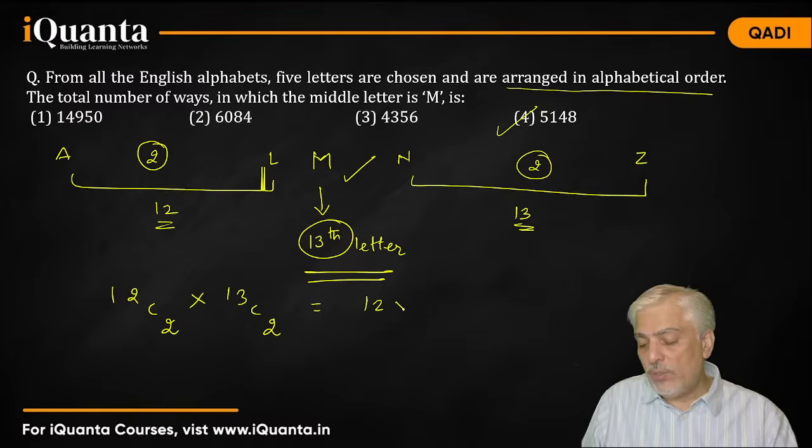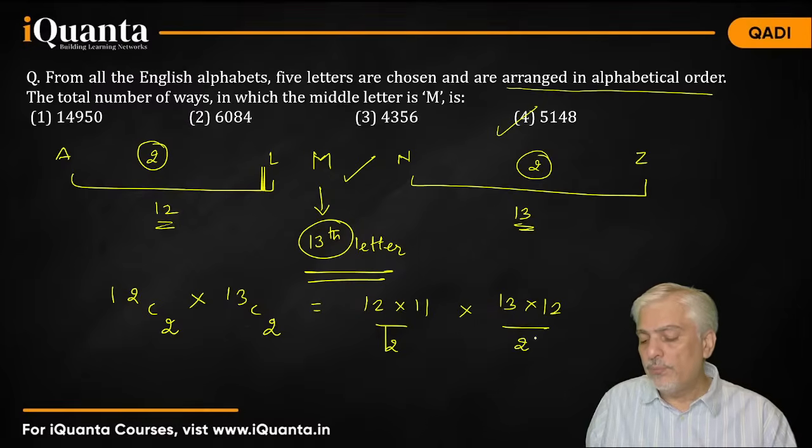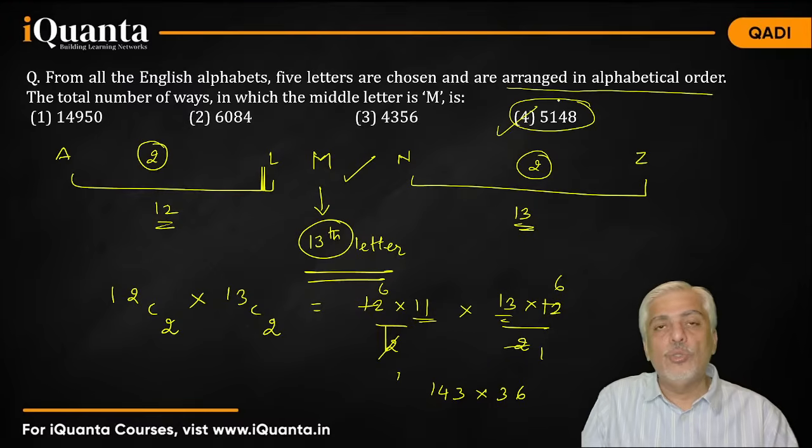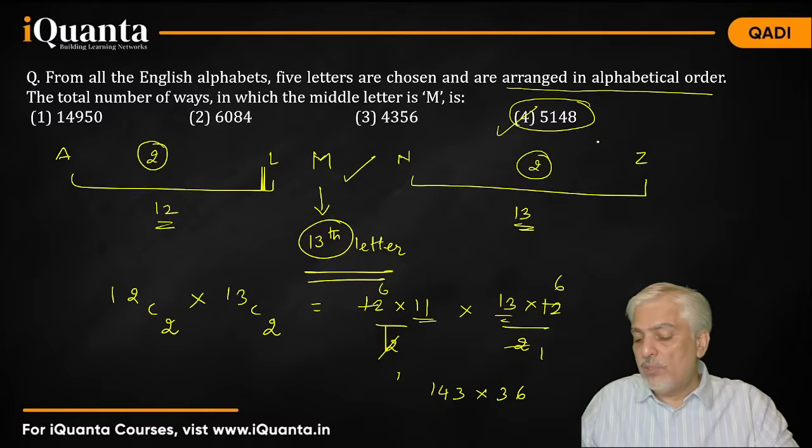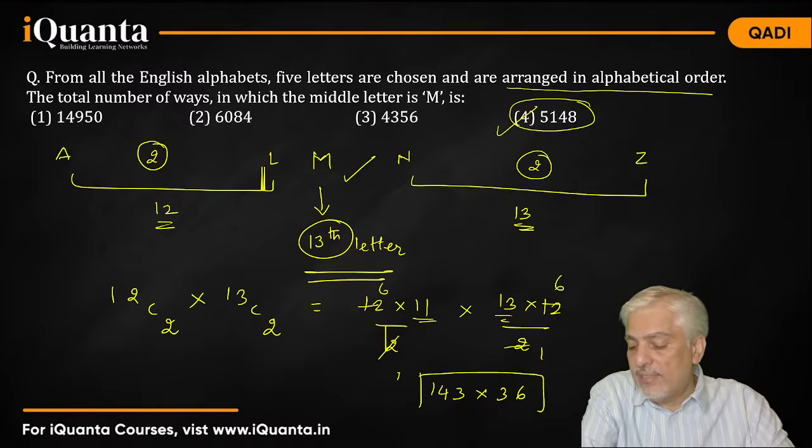12C2 is 12 into 11 upon 2. 13C2 is 13 into 12 upon 2. 2 ones are 2, 2 sixes are 12, 11 13s are 143. 143 into 36 ends in an 8. There was only one option ending in an 8. In an exam situation, if you're confident, you can take a chance and mark it without doing this calculation. 143 into 36, that's your answer.